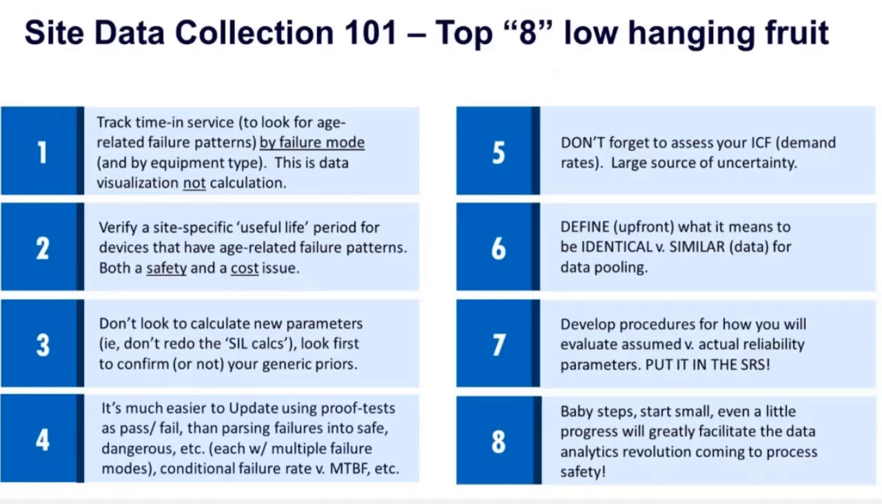Number 5, don't forget to assess your initiating cause demand rates. This is a huge source of uncertainty, and where you can be off by orders of magnitude. And this comes right out of LOPA.